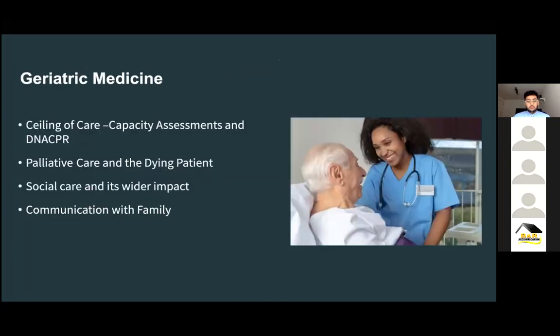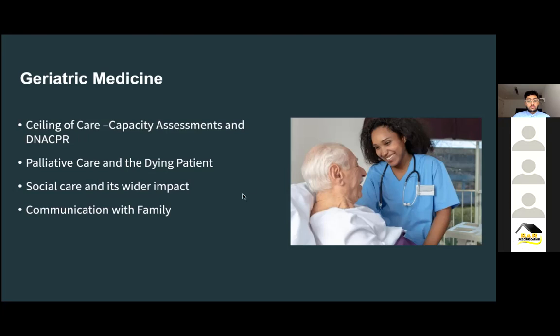So I'll talk a little bit about geriatric medicine, what I do, what I see on the ward. Each rotation you do out of the six in F1 and F2 has its own quirks, and I want to give you an idea of what I see quite a lot, which is a bit different to other specialties. The first one is ceiling of care. This is for patients, especially elderly patients who've come into hospital, where it's a consultant decision that it would not be right, it would be futile, for the patient to have CPR.